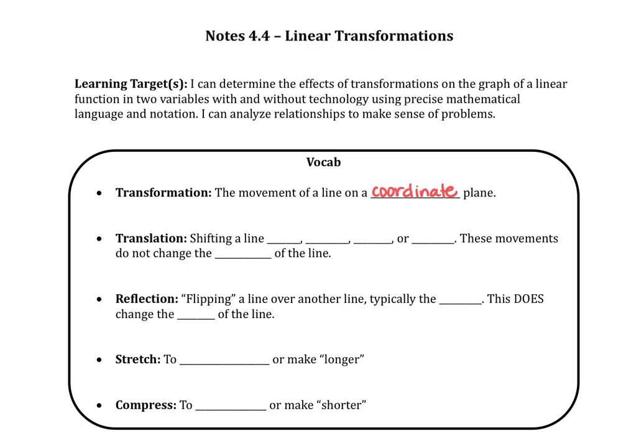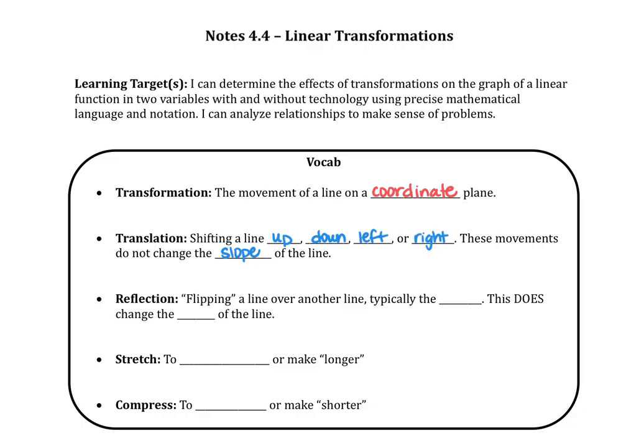Now, we have different types of transformations. The first is a translation. This is when we shift a line, and it can be up, down, left, or right. These movements will never change the slope of the line. The slope of the line is always going to stay the same. It's just that the line itself moves up, down, left, or right.